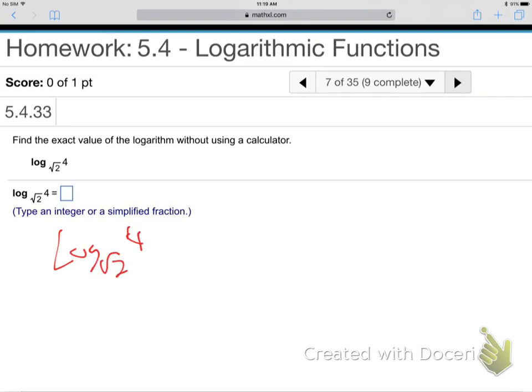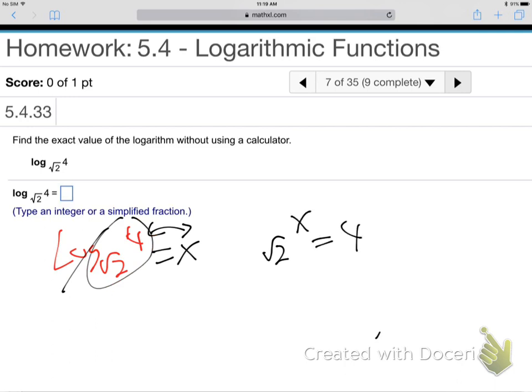Okay, try that one. Put an x over there on the right side. Lose the log. Base stays the base, the other two switch. And see if you can figure out the power needed. Instead of root 2 to the 4th, it's made to look that way, it's root 2 to the x equals 4. You good to there?